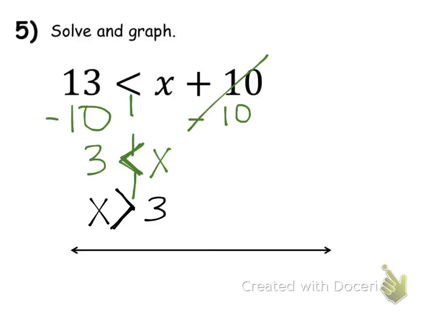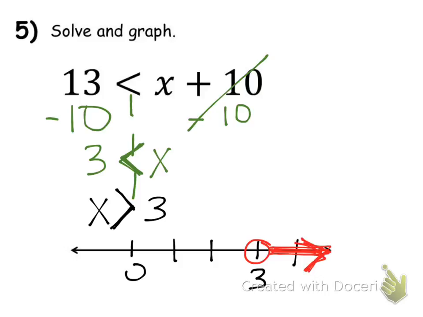What are your questions? Now we can graph it. So now I can put the 0, the 1, the 2, the 3, and so on. I want to circle the 3. Fill it in or leave it open? Leave it open, and then we talked about how x is bigger than the 3, right? So I want to show all the numbers bigger than 3, so that's to the right.